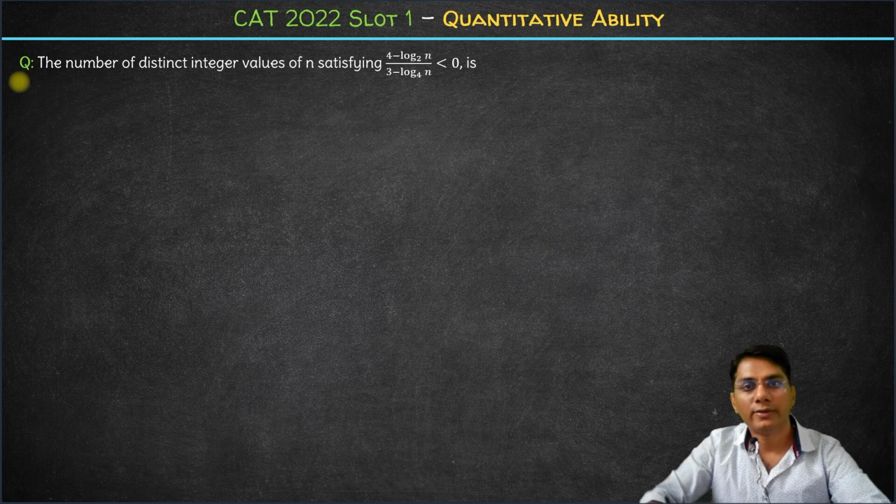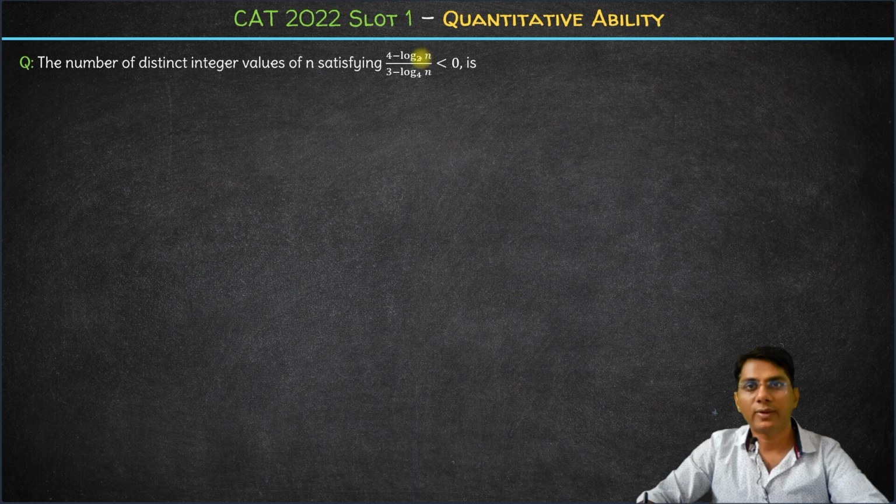Hi. So here we have to figure out the number of distinct integral values of n which satisfy this inequality. Now this inequality is basically a division of two expressions which should be less than 0. Now when a number divided by another number has to be less than 0, there are two cases where the division can be less than 0.